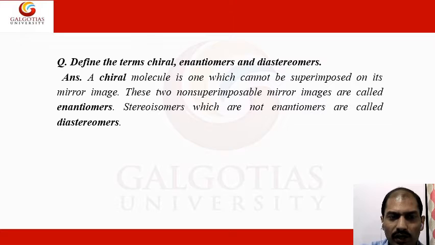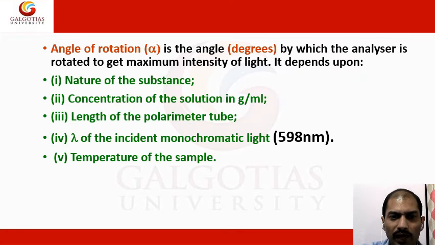You might already know this from chirality, enantiomers and diastereomers. How can we designate them differently? On the basis of chirality, we can designate which enantiomer it is. Here the angle of rotation, which is very important, is the angle by which the analyzer is rotated to get maximum intensity of light.